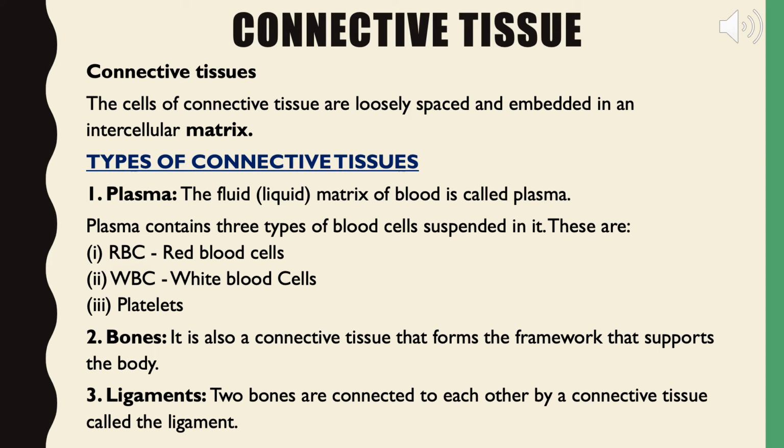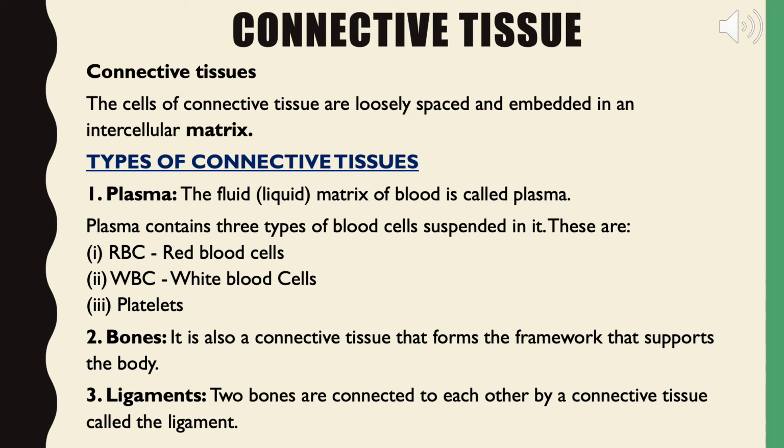WBC is an irregularly shaped structure and can move like an amoeba, and it is colorless, and this helps in the protection of the body. It means it helps in phagocytosis, it engulfs pathogens and they also produce antibodies. Now the platelets, they help in blood clotting.